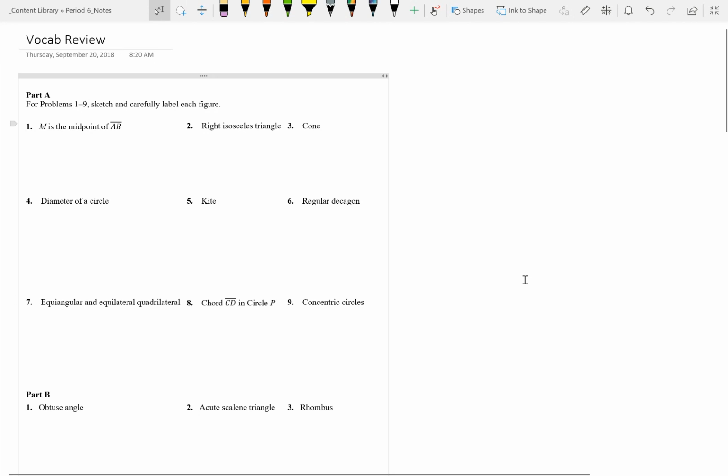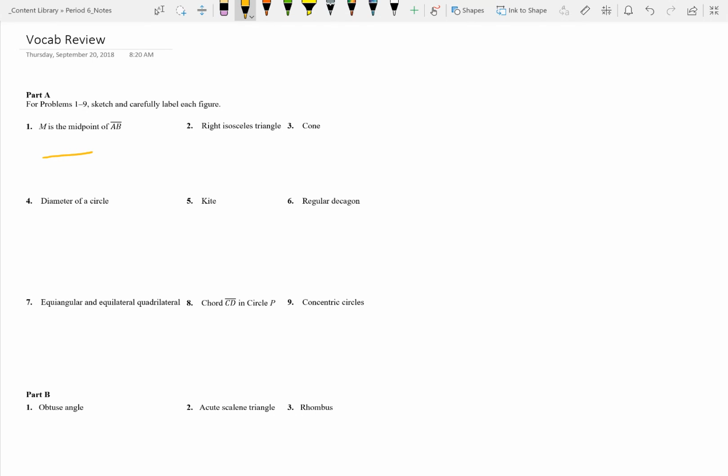So M is the midpoint of AB. You're going to sketch and carefully label each figure. So again, with the midpoint, first I'm just going to draw a line segment AB. And M is the midpoint. It's in the middle. And then I've got to mark it like so. A right isosceles triangle. So again, that's a right angle here, and then isosceles means that two sides are congruent.